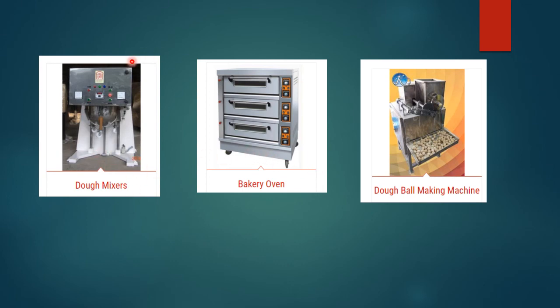So these are some examples of equipment used in the industry, or machines. So the dough mixers, this is a bakery oven, dough ball. You can see here how the dough ball making machine will form dough.